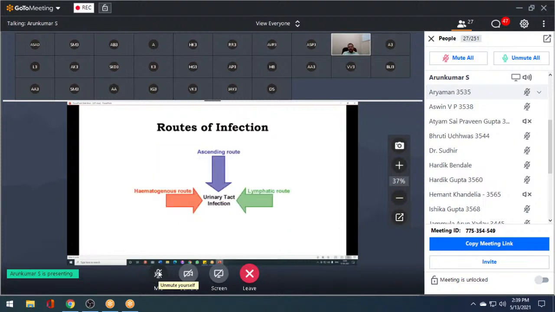So the urinary tract infections can happen from any of the routes. One, it can be from the lymphatic route. Two, from the hematogenous route. That is, a patient has a bacteria which is already in the bloodstream. It can come and get deposited in the kidneys and the urinary tract, thereby causing UTI. This can also happen. But the most common route is ascending. That is, from the exterior through the urethra, be it in males or females.